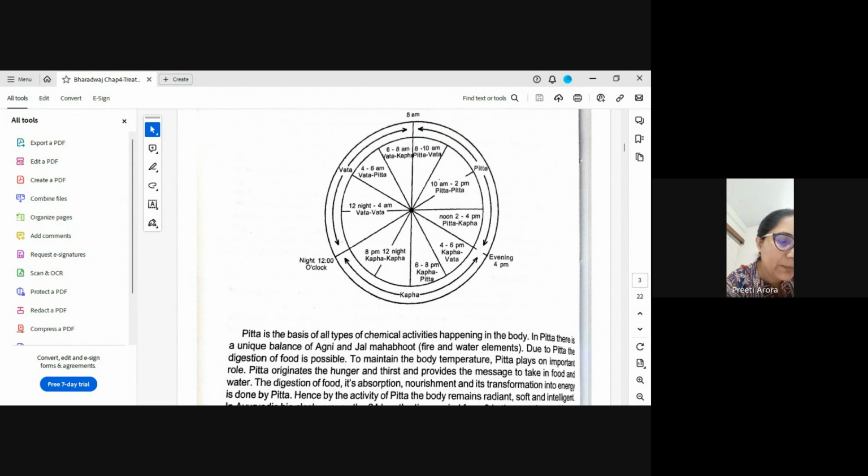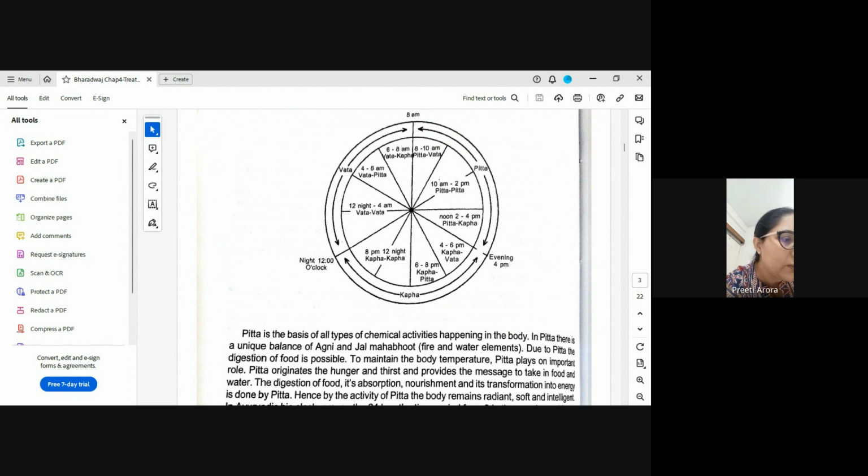So we start the time from 12 a.m. to 12 a.m. That is the basic routine that we have. From 12 a.m. to 8 a.m., if you see here, 12 night to 4 a.m. is written as Vat in this table. Then 4 to 6 a.m. is Vat Pitta time. Then 6 to 8 a.m. is the Vat Kapha time.